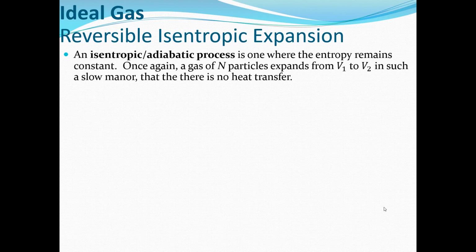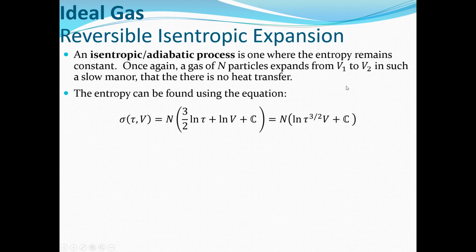All right, so once again, we're still going from volume V1 to V2. And once again, it's going to be done in such a slow manner that it's reversible. There's no heat going to be transferred, anything like that. So our entropy now is going to be dependent on volume and temperature. Once again, if we do pretty much the same thing that we did last time, we get a relationship of the entropy, and it will look something like this.